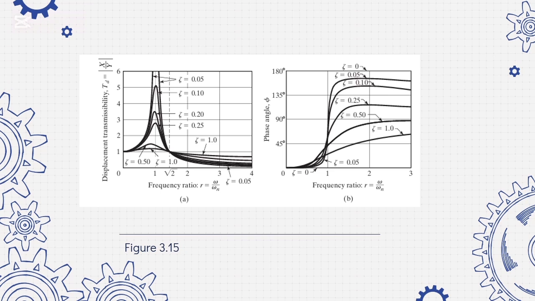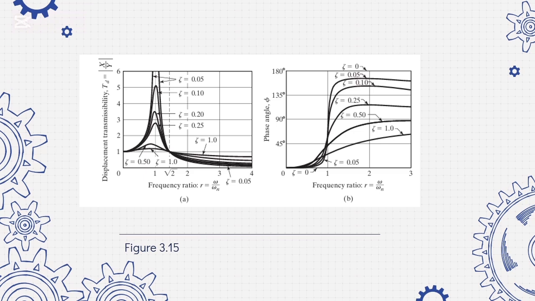The right graph, which is B, shows the phase angle, which represents the phase lag between the system's motion and the base excitation. The phase shift increases with r, approaching 180 degrees at high frequencies. The damping ratio significantly affects both transmissibility and phase response, making it crucial in vibration isolation applications.